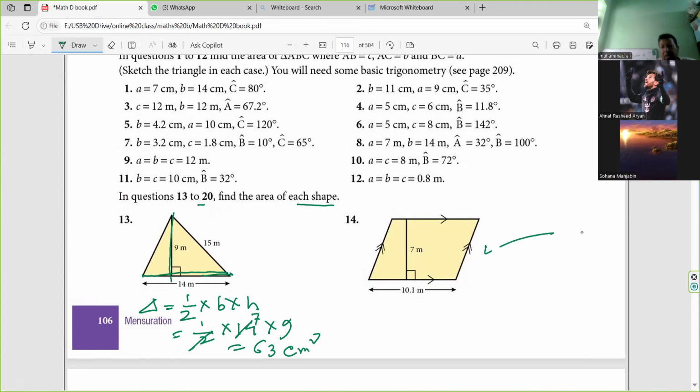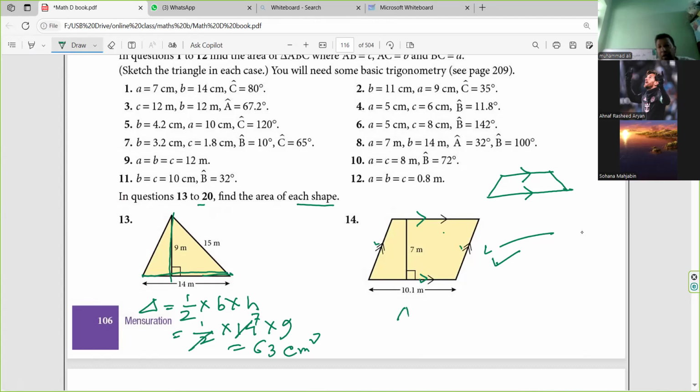This is a trapezium or parallelogram? Which one? Sohana, can you? Parallelogram. This is a parallelogram. Why? Because if it is a trapezium, only one pair of sides is parallel. And in a parallelogram, this and this are parallel, that one and that one are parallel. That's why this is a parallelogram.